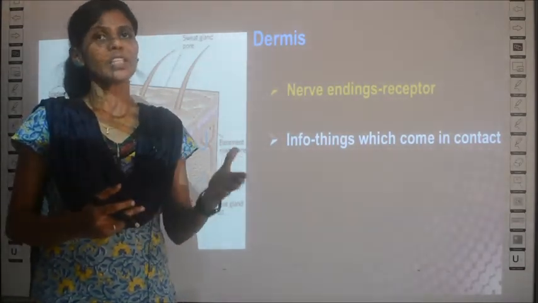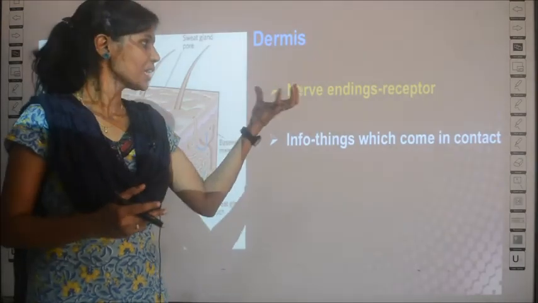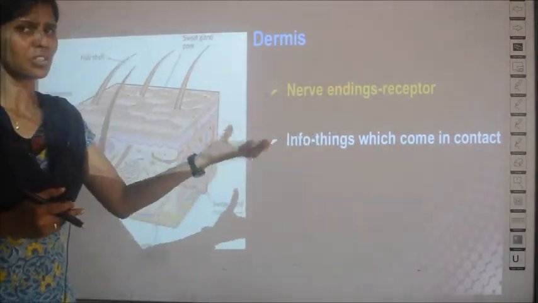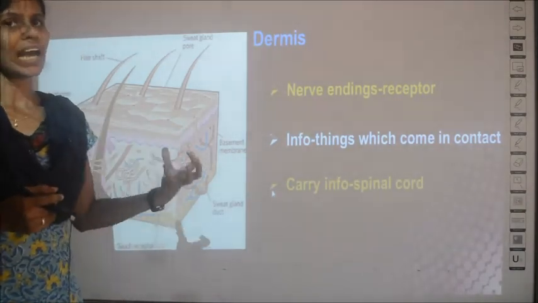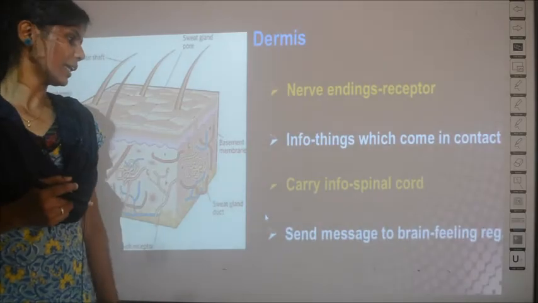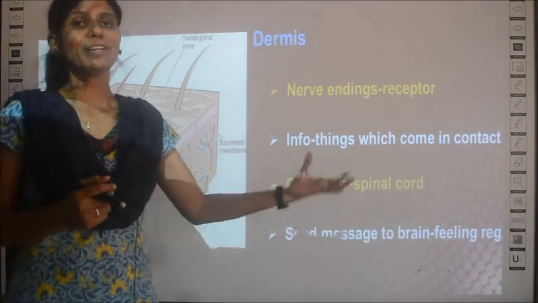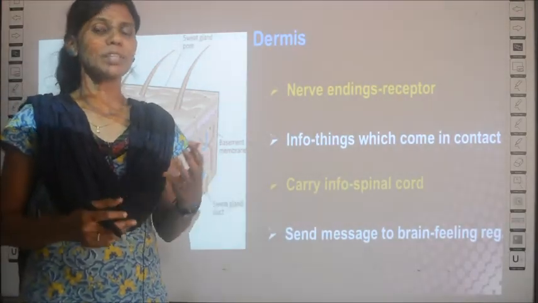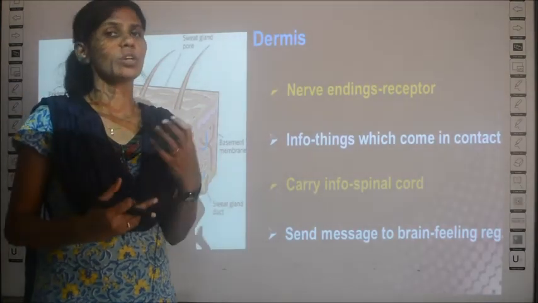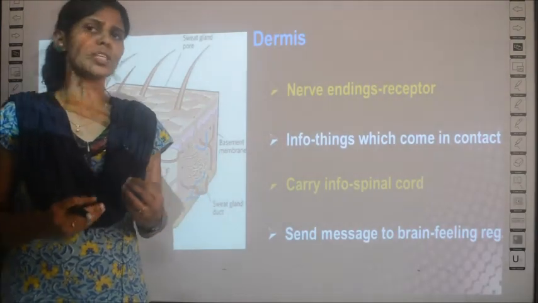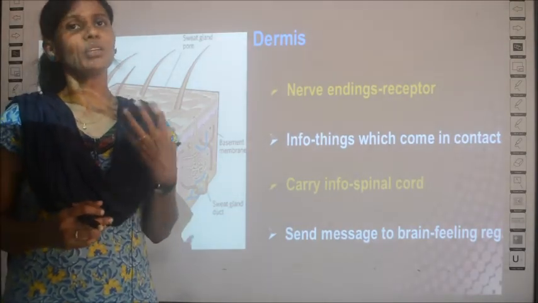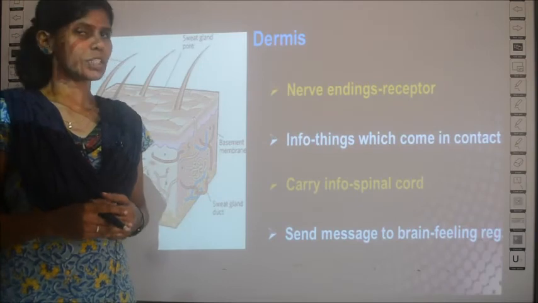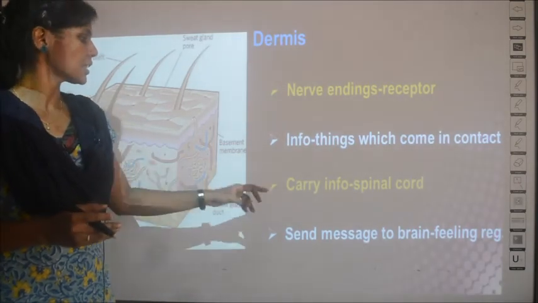So whatever comes in contact with the skin is all sensed by the receptor, and as I told you, the receptor will take it to the spinal cord or the brain, and then you will respond accordingly. It sends a message to the brain, and the feeling is registered. Whether it is a hot condition or cold condition or pain or pressure, the feeling is registered in the brain. Then according to your decision, you will decide how to respond to that feeling. Okay. So this is about the dermis layer.